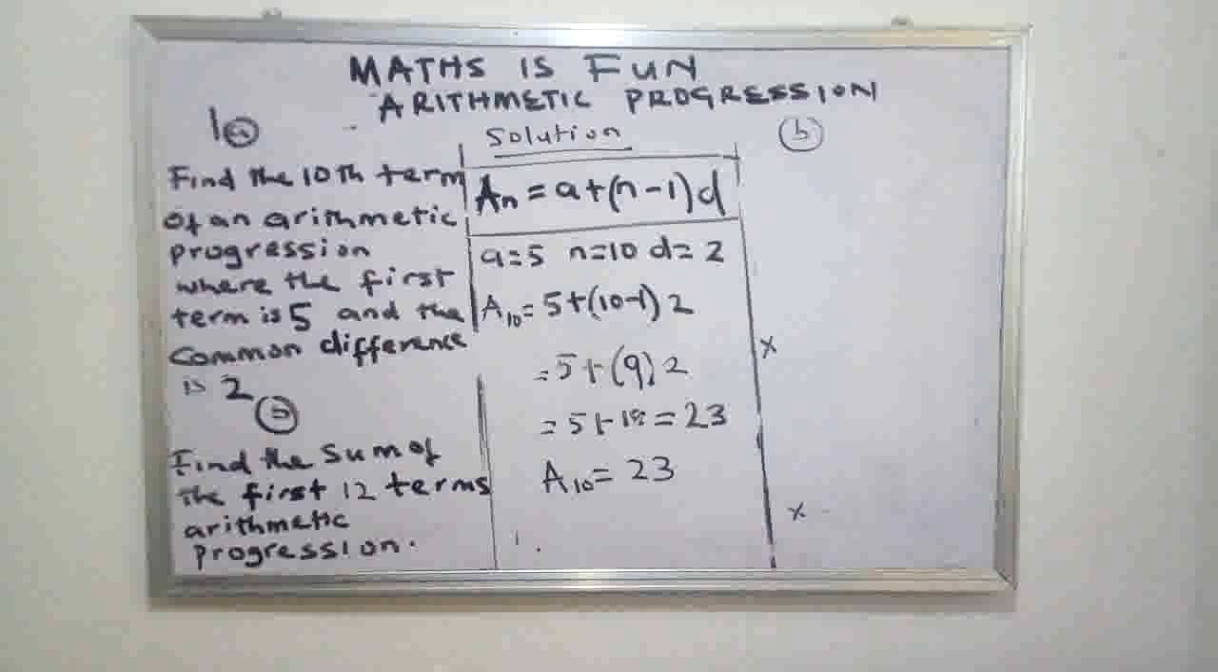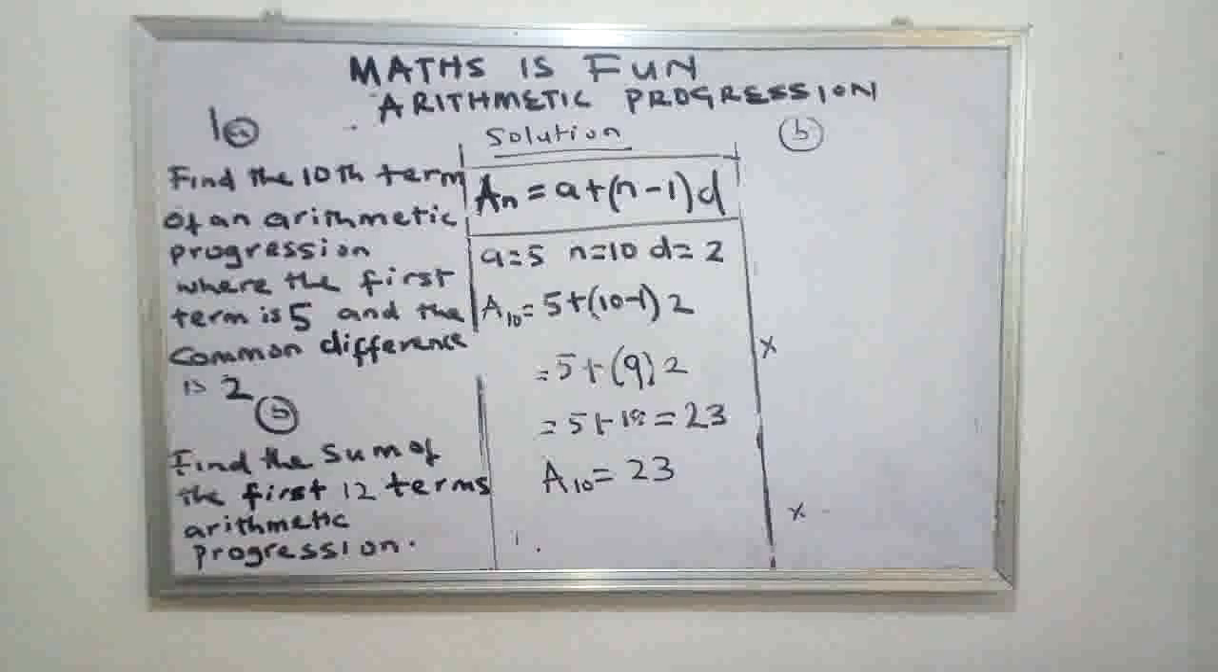Let's go straight to the business for today, arithmetic progression. Are you with your pen and paper? Let's go. The question says, find the 10th term of an arithmetic progression where the first term is 5 and the common difference is 2. We'll be leaving the B part for now. Let's focus on that A part.